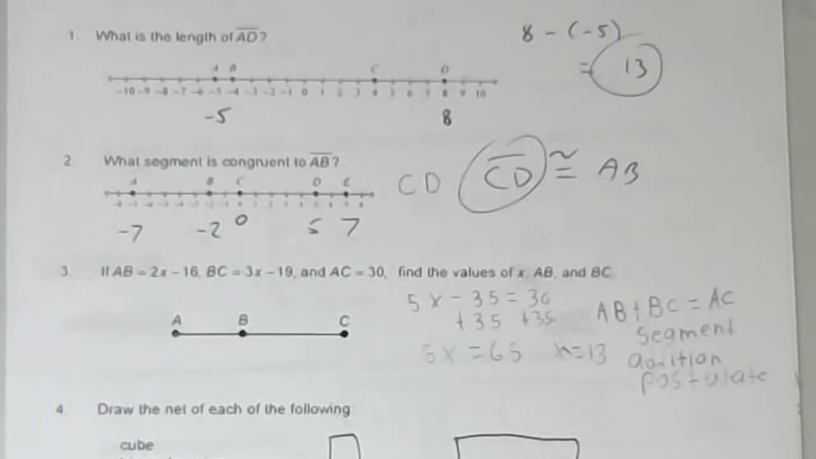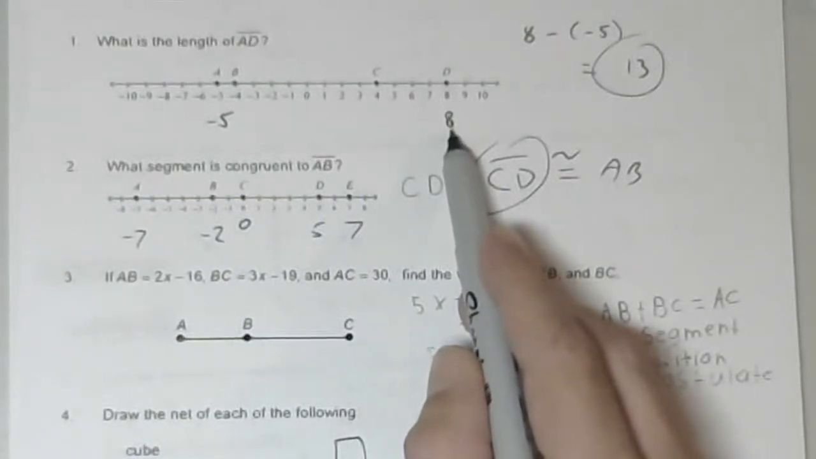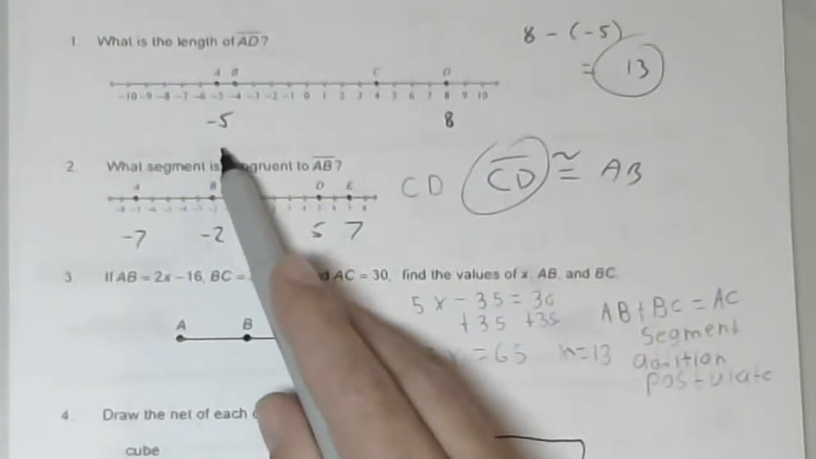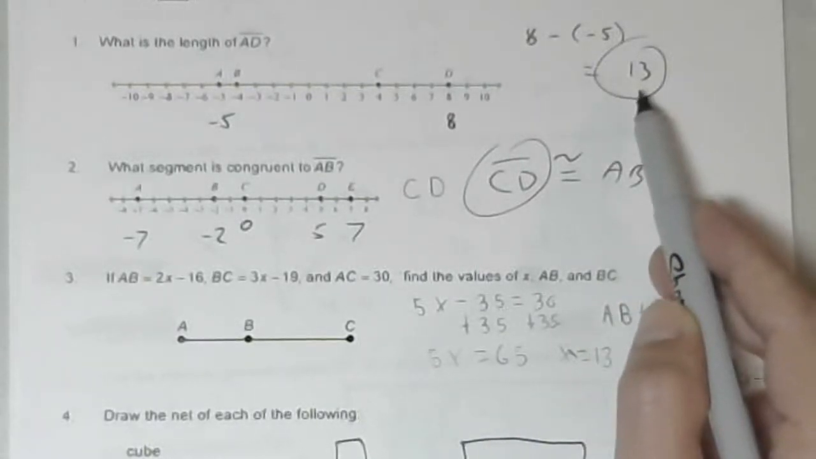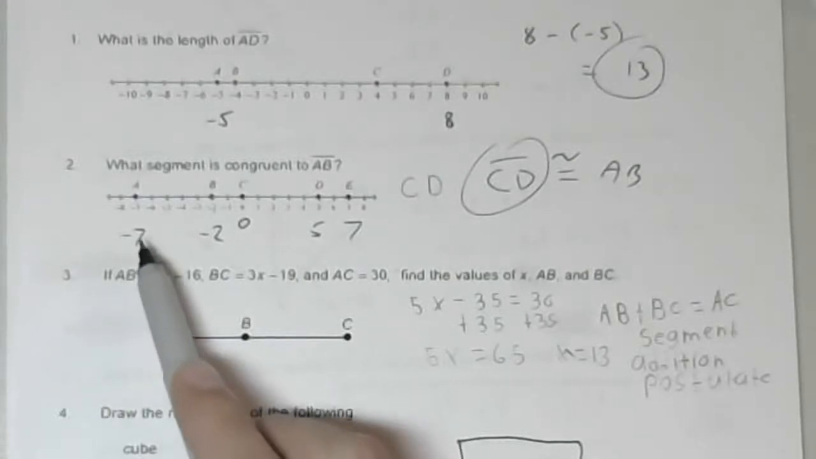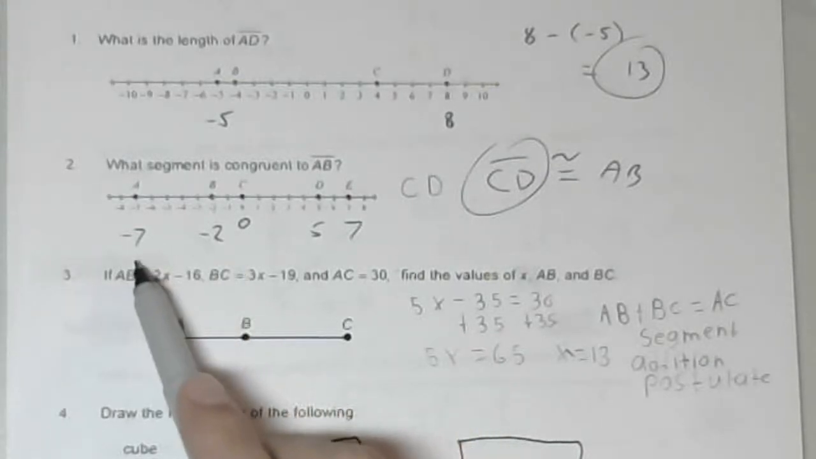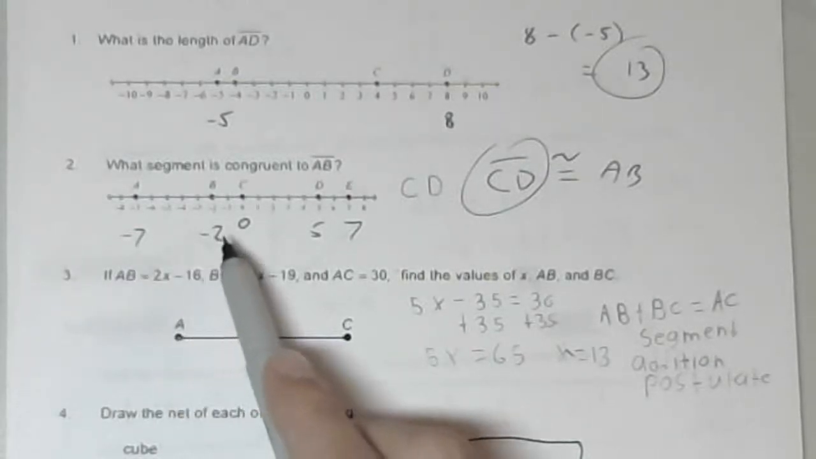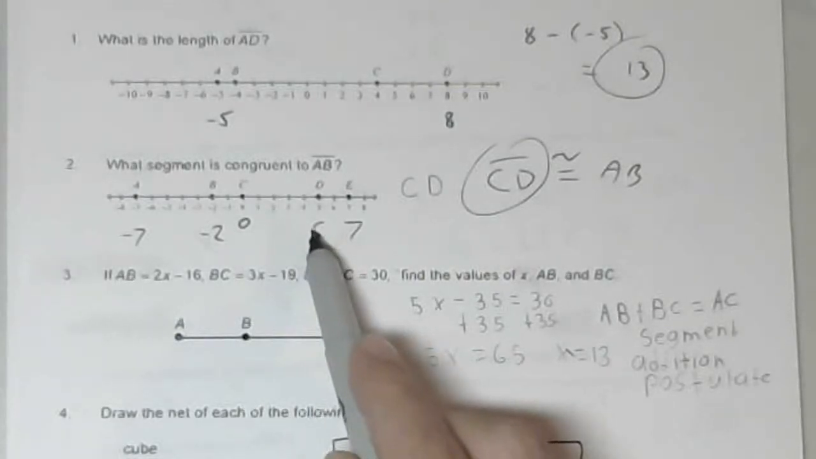Okay, some of these are worked out. To find the length of AD, I'm going to take the coordinate for D, 8, subtract -5. 8 minus -5 is 13. What segment is congruent to AB? AB, the coordinates are -7 and -2. So -2 minus -7 is 5. The other segment that is 5 units long is CD.